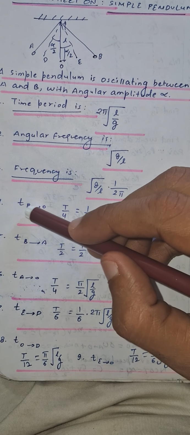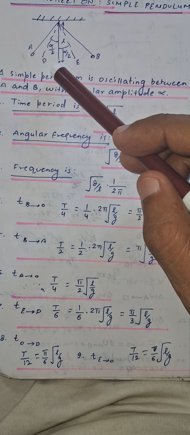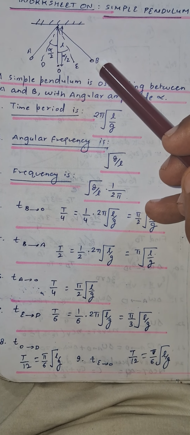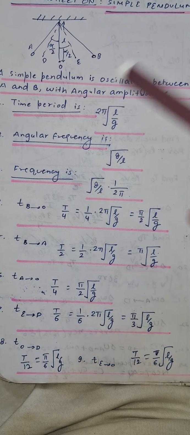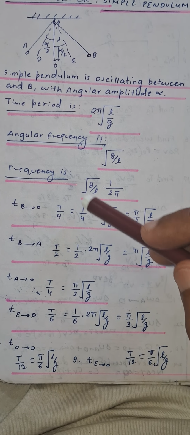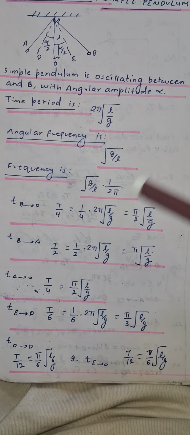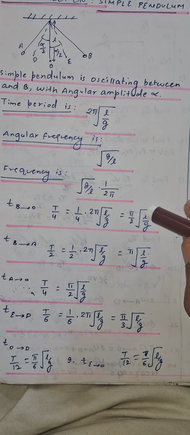Then is the time taken from B to O. So as you can see that B is the extreme position and O is the mean position, and we know that time taken to move from extreme to mean is T by 4. So time here will be T by 4, that is 1 by 4 of 2 pi root L by G, that is pi by 2 root of L by G.